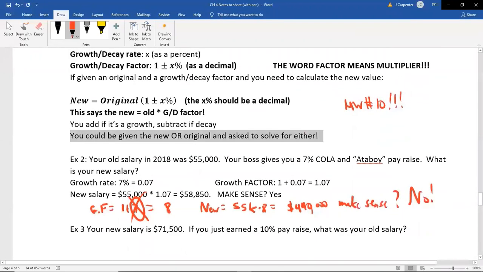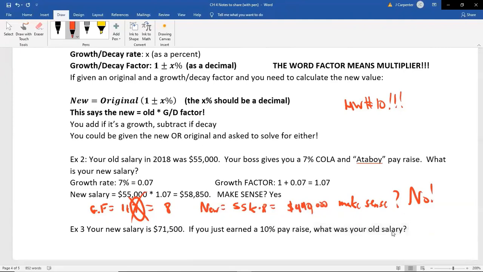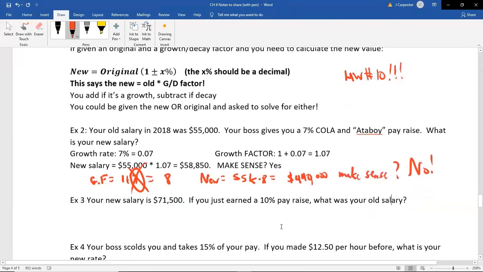But what if you lost all your old paperwork? You know you now make $71,500, and you just earned a 10% pay raise, but you can't remember what you used to make. You forgot already. So now you're curious, well, what was your old salary? So we just earned a 10% pay raise, and we're wondering what our old salary is.